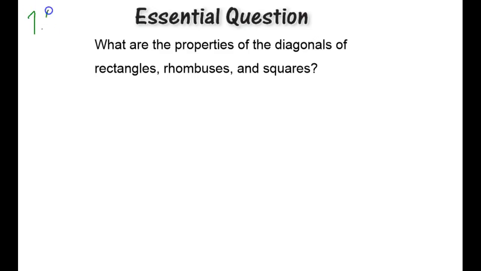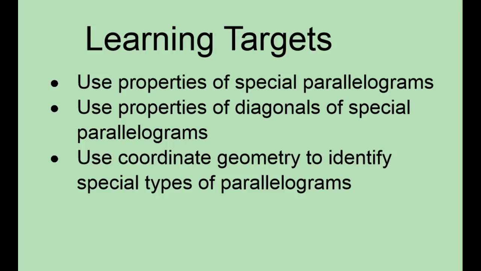All right, here we are with section 7.4, and our essential question is, what are the properties of the diagonals of rectangles, rhombuses, and squares? So remember, a diagonal, let me just draw a real quick picture here, connects the opposite corners. So this line cutting it this direction would be considered a diagonal. So let's look at our learning targets.